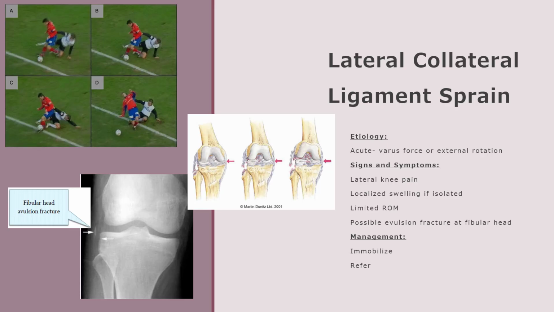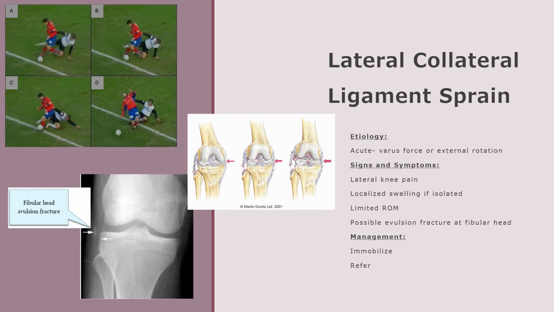Lateral collateral ligament sprain. The main cause of lateral collateral ligament sprains is direct force trauma to the inside of the knee. This puts a varus force pressure on the outside of the knee where the LCL is located and causes it to stretch or tear. It is common to have tibial external rotation at the time of injury as well, which increases the joint space.